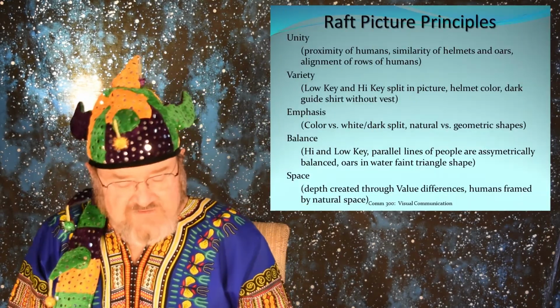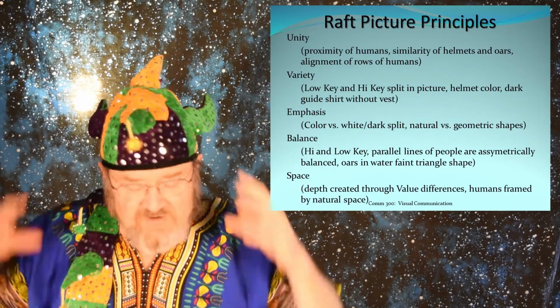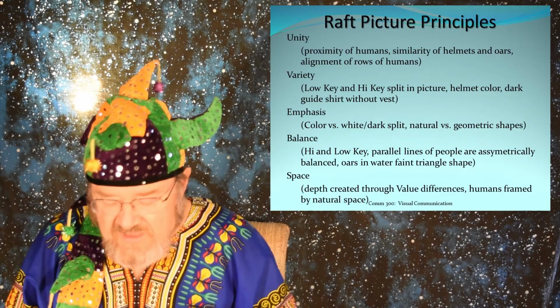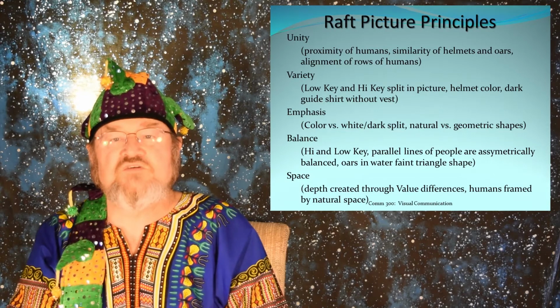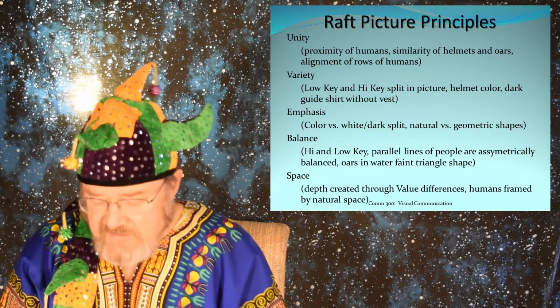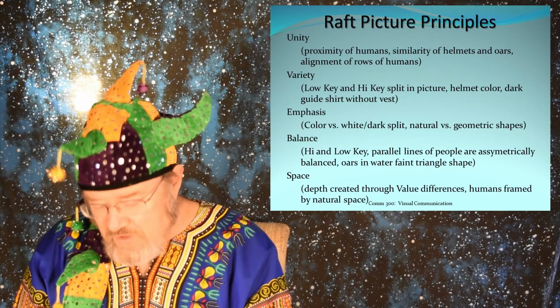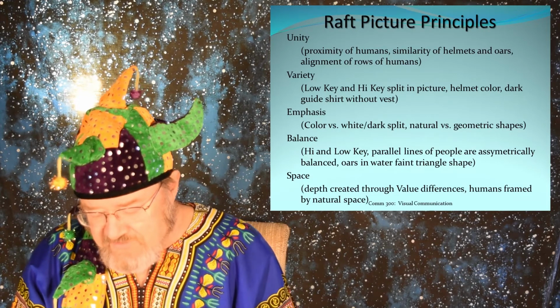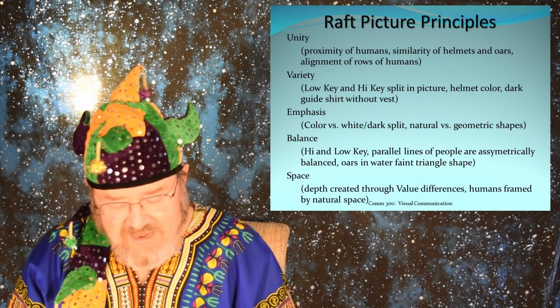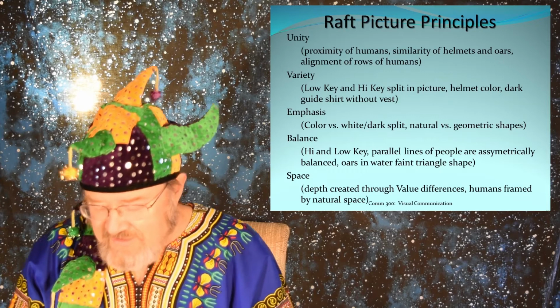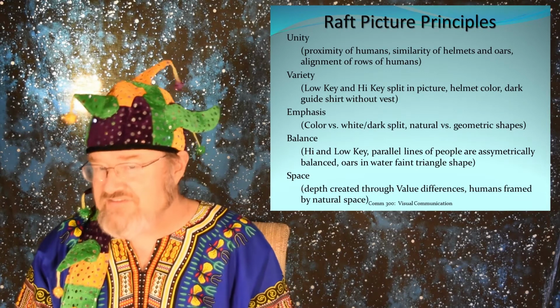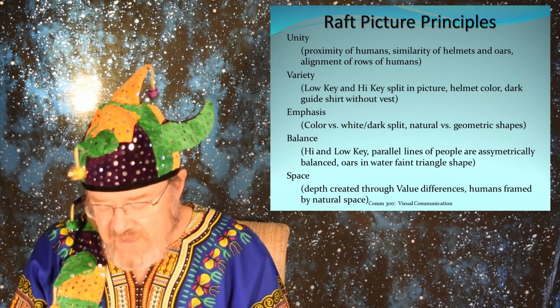Unity is the proximity of the humans, the similarity of the helmets and oars, the alignment of the rows of humans. We're all together, right? Variety, of course, low key and high key are split, as I just mentioned. And the dark guide has a dark guide shirt without a vest. So he's a little bit different for variety.